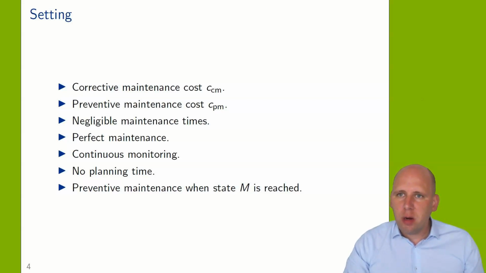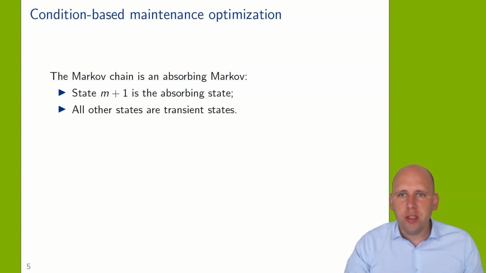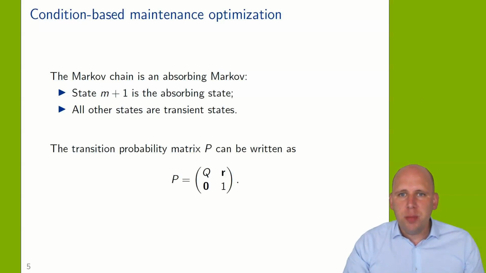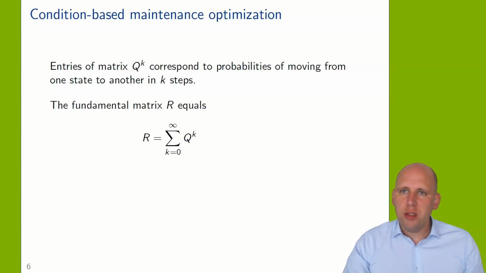Then the analysis. Our Markov chain for deterioration is absorbing. State m plus 1, the failed state, is the absorbing state. All other states are transient states. And the matrix P can be written like this. So Q is basically the same, but then without the row and column of the absorbing state. And R is the vector with failure probabilities. The matrix Q to the power k is important. That gives us probabilities of moving from one state to another state in exactly k steps. And if we sum all those matrices Q to the power k, we get the so-called fundamental matrix capital R. That can also be written like this.